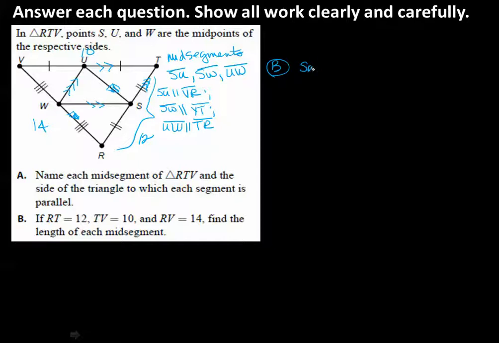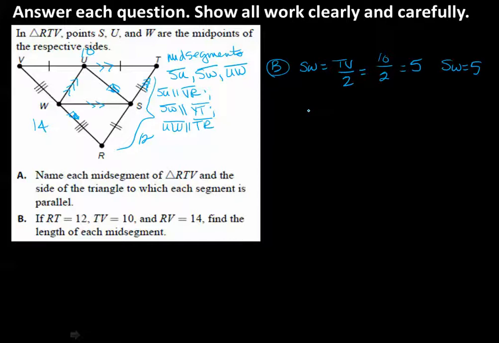I'm going to say, okay, for SW, I've got TV divided by 2. Because remember, your midsegment is half of the base that it's parallel to. And TV is 10 divided by 2, so SW equals 5. And you do that for each one of these.